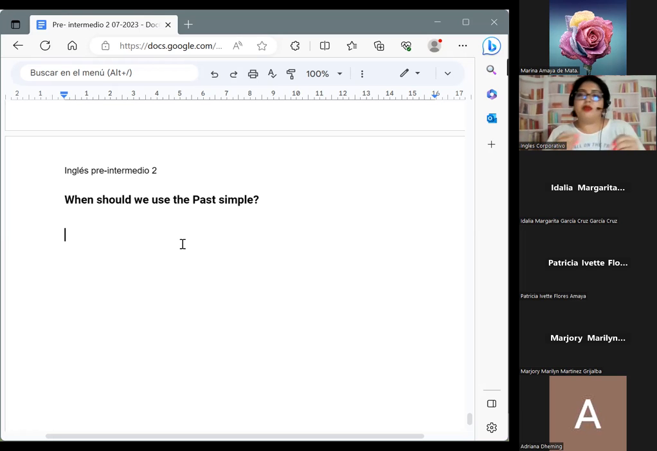And obviously, we are going to use this specific tense when we are not talking about moments that begin in the past and continue in the present or have influence on different situations. So in this case, we are going to use the past tense to talk about general things. We're not going to use special information. In this case, it's related to a general moment or general information that we are going to explain.